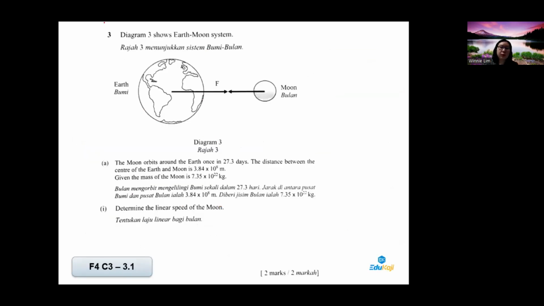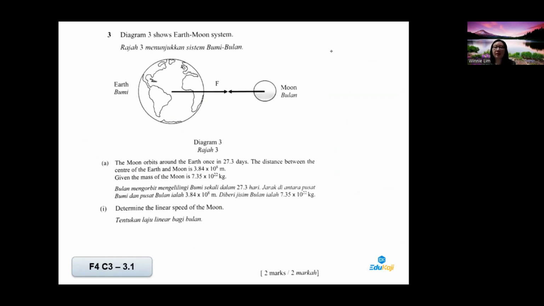Okay, moving on, question 3. Question 3 is from Form 4, Chapter 3, Gravitation. Diagram 3 shows the Earth-Moon system. The Moon orbits around the Earth once in 27.3 days, and the distance between the center of the Earth and the Moon is 3.84 times 10 power 8 meter. Part 1: Determine the linear speed of the Moon.